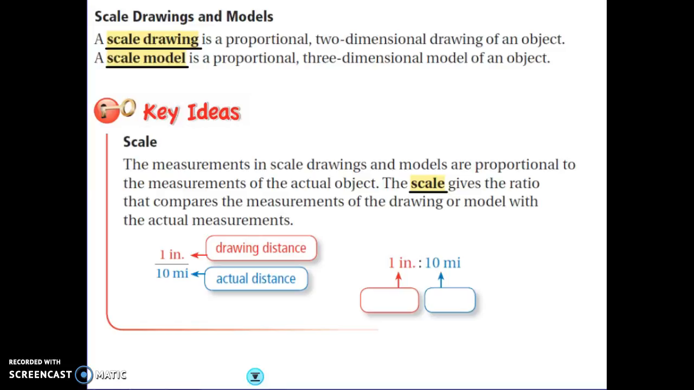You may write your scales as a fraction, or you may also write them as a ratio with a colon, where 1 inch still represents the drawing and 10 miles still represents the actual distance. Go ahead and make sure you filled in your notes, please.